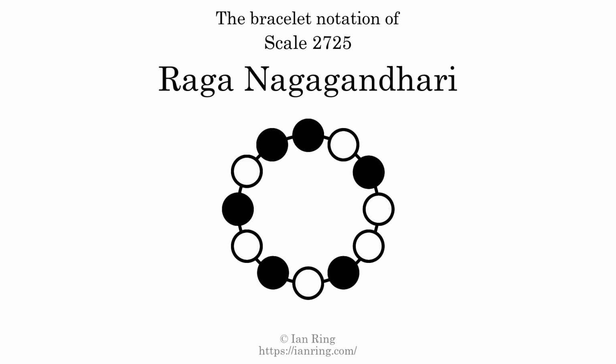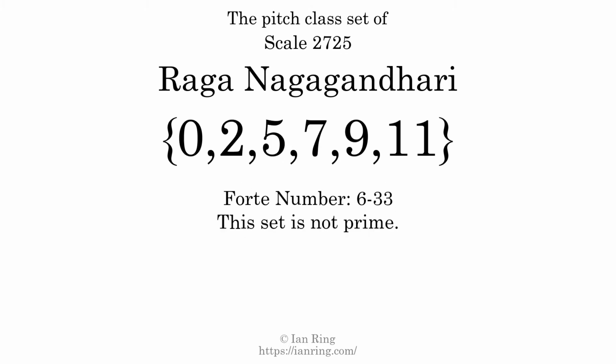This is a bracelet notation diagram of scale 2725. The shaded circles represent tones that appear in the scale, and they are read clockwise, starting at the top. The pitch class set for this scale is 0, 2, 5, 7, 9, 11.